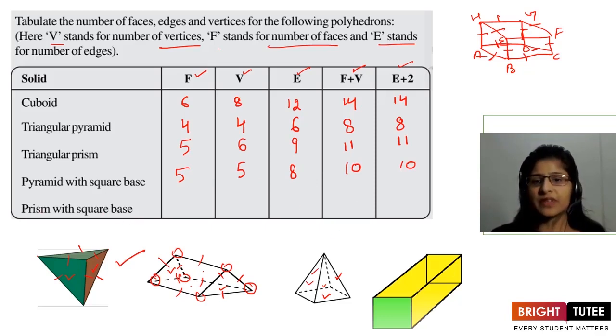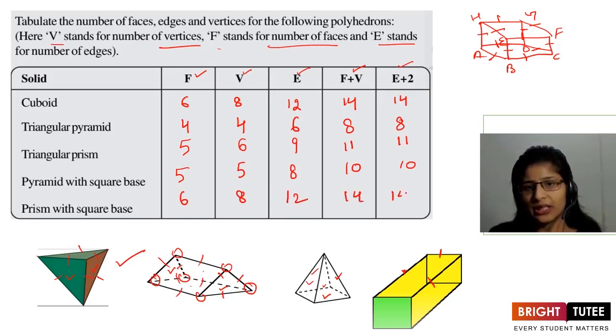So we see the prism with a square base is just like a cuboid. It can be a cube, it can be a cuboid. It will become a cube when these heights, this one and this one I'm talking about, become equal to this. But here they are not equal, so it is a kind of cuboid. So it will have 6 faces, 8 vertices, 12 edges, 14 and 14 here. Right, so we have discussed this.